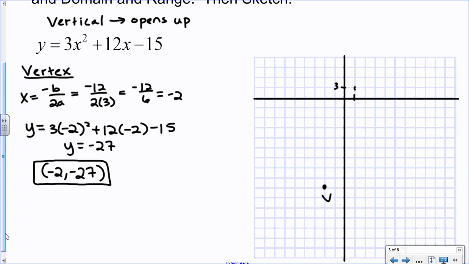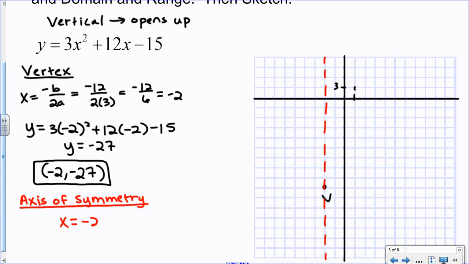Okay, this is vertical, so my axis of symmetry is vertical and goes through my vertex. Since it is a vertical line, it's x equals, and then the x-coordinate of the vertex is negative 2.